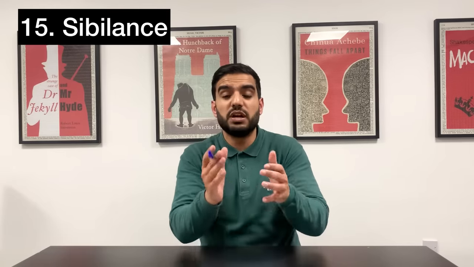Number 15, guys, this is the best friend of alliteration. This is sibilance. Sibilance is when words in a row begin with the S letter or have the S sound. For example, if I said the snake was slowly hissing. The snake was slowly hissing. That's better. Snake slowly hissing. I've repeated the S sound. This is called sibilance.